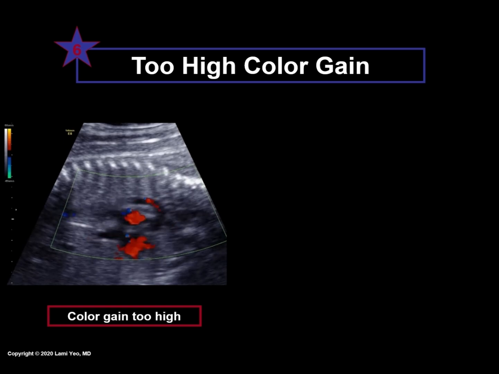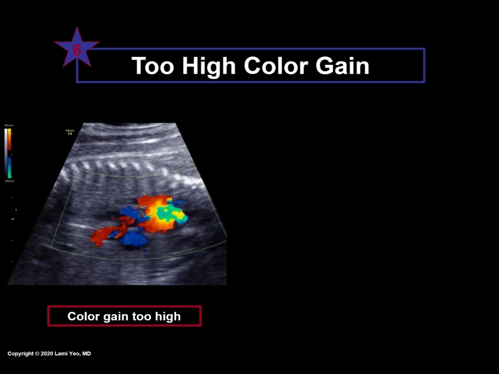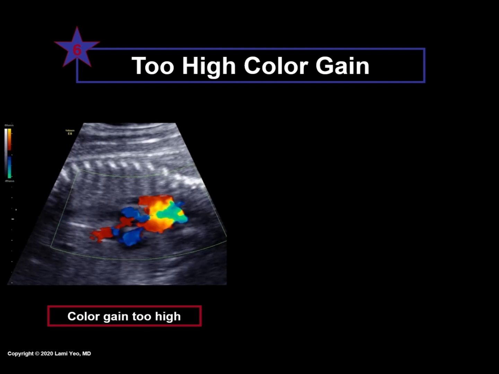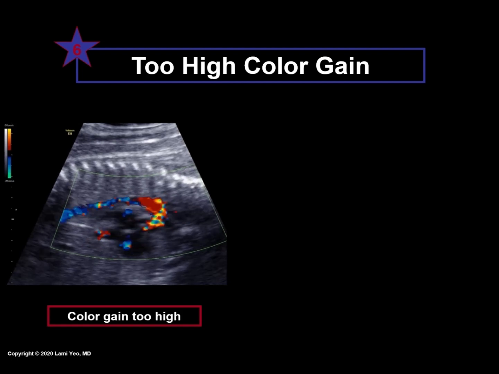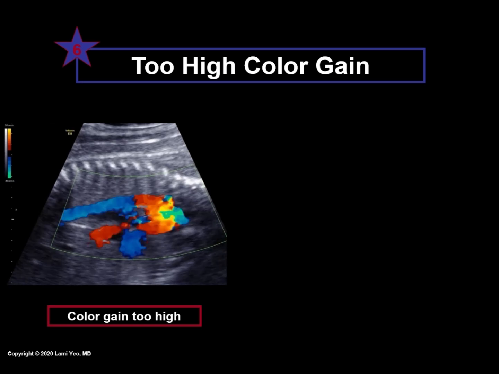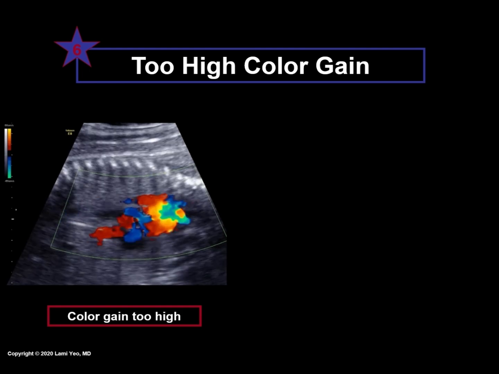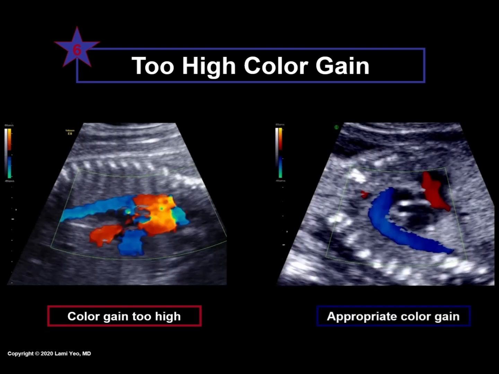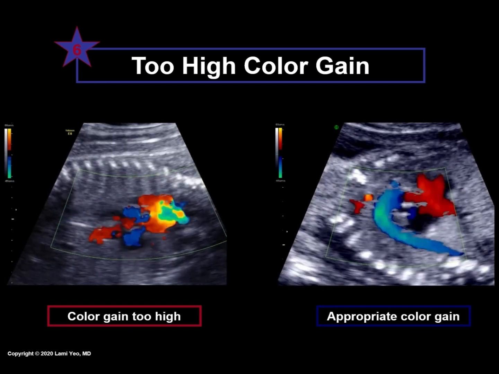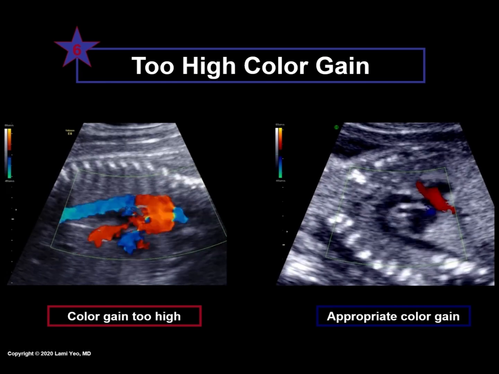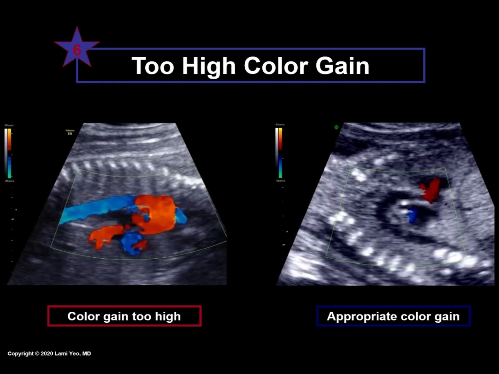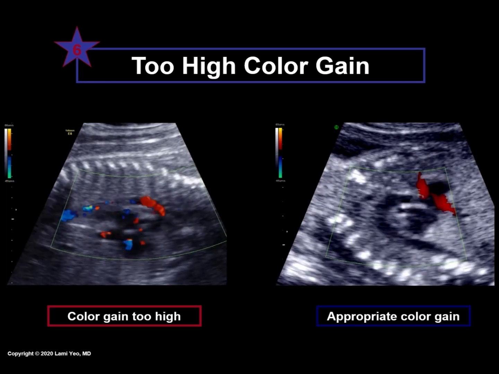Here is a different fetus. On the left, the aortic arch is depicted with an appropriate PRF at 65 centimeters per second, but the color gain setting is too high. Color signals are overriding the grayscale, and the colors in red and blue are not clean. In contrast, for the aortic arch in the right video, the PRF setting is identical at 65 centimeters per second, but this time the color gain is appropriate. There is no evidence of noise or blooming.